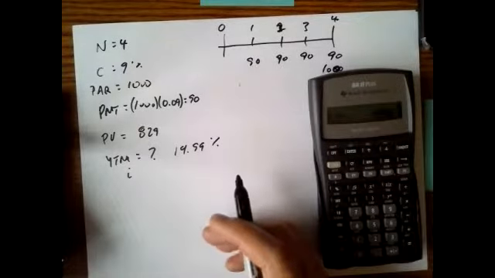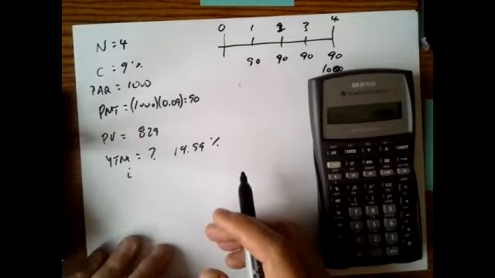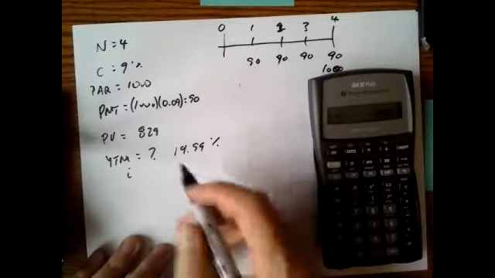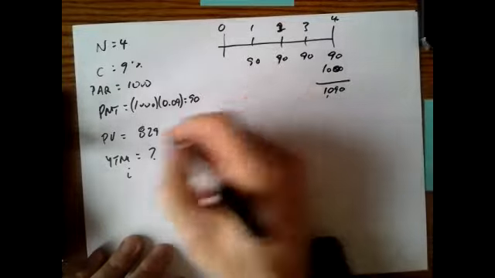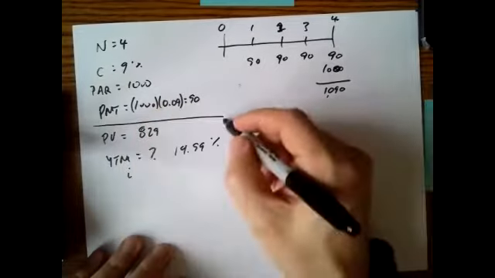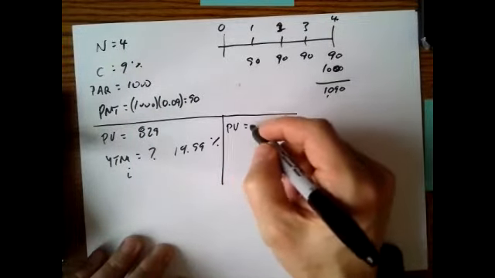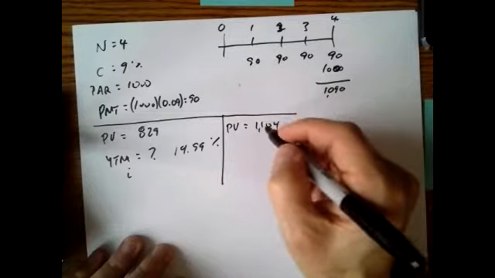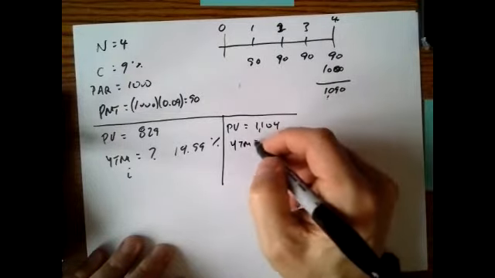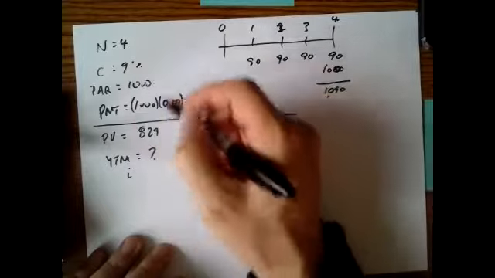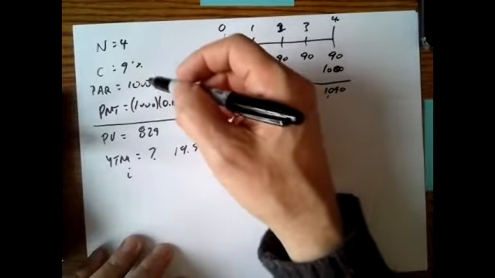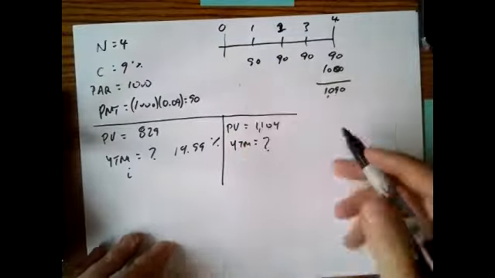Okay, part B says if the current market price is actually 1,104. So now we're going to change that assumption, and we're going to make the PV 1,104. What is the yield to maturity? So everything else stays the same: N is 4, C is 9%, par is 1,000.